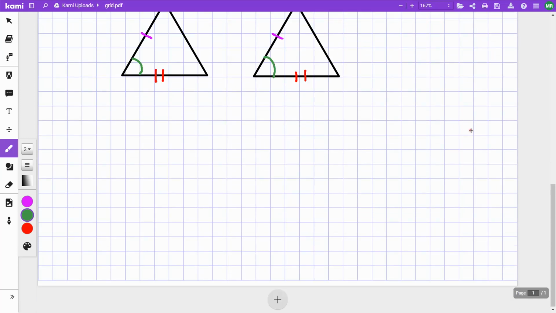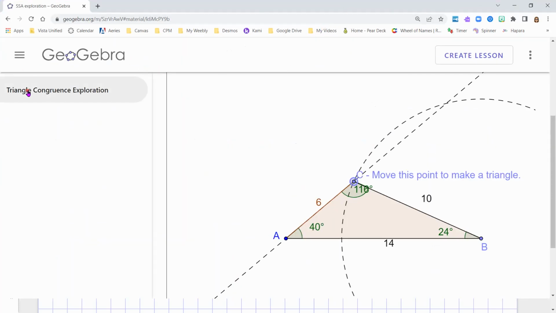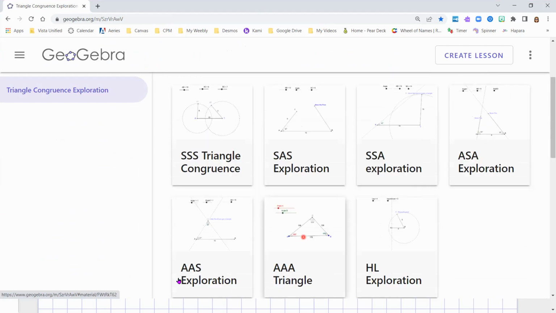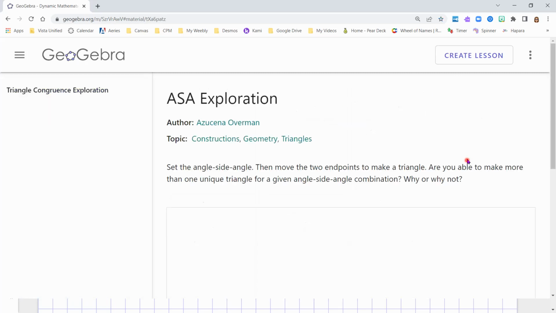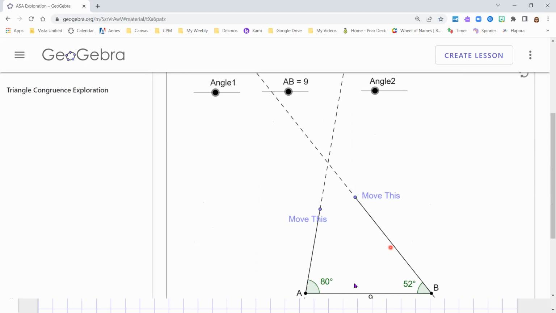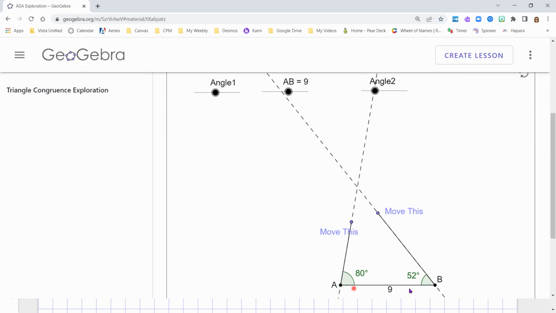So the next one I'm going to try, get back to this, angle, side, angle. So we have two angles with a side. I'm going to do the one where I have two angles and the side in between. So let me just zoom in here. So here's my two angles, the 80 and it's shooting off. And the 52 degree, which is shooting off. And then in between that side is a 9. So the 9 is set.